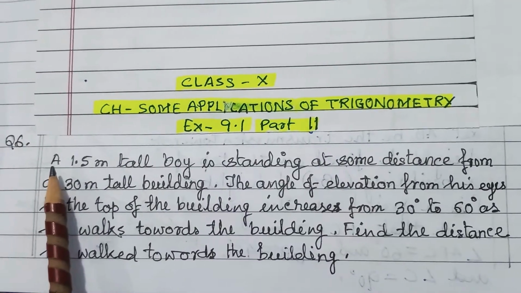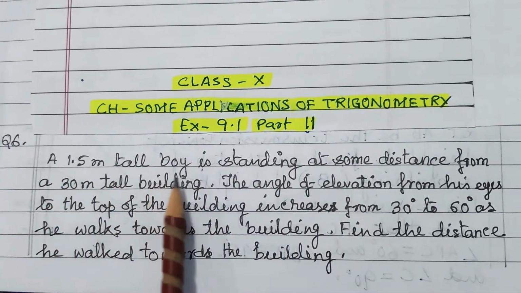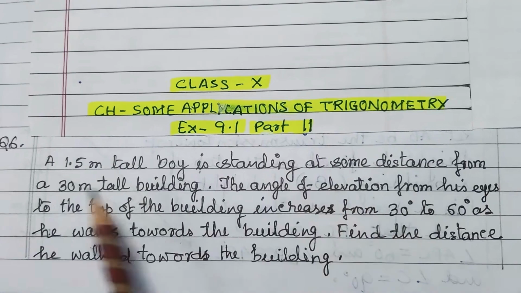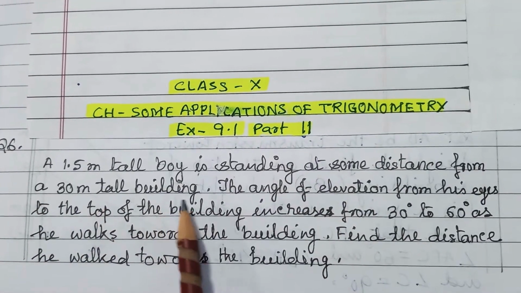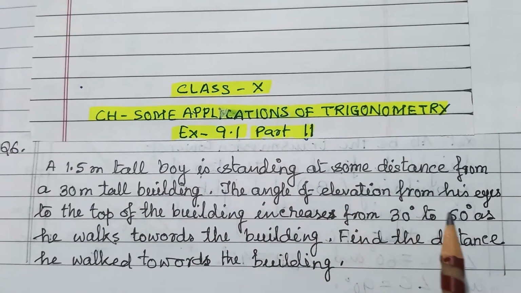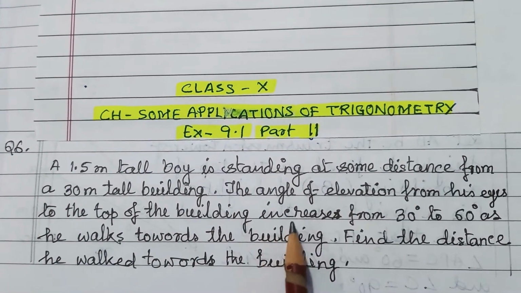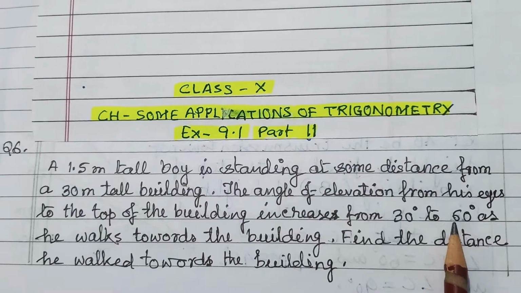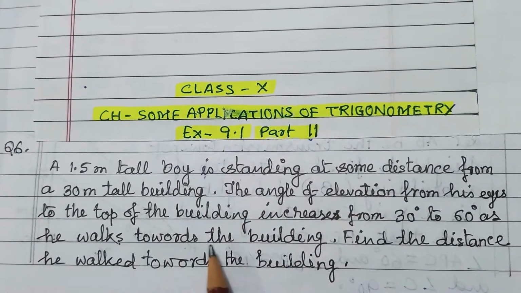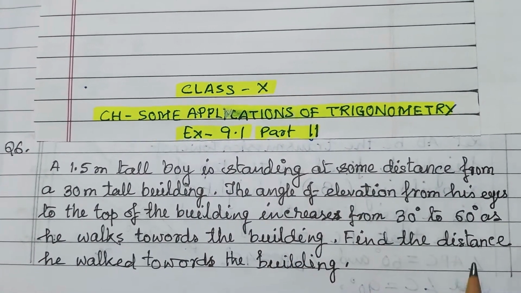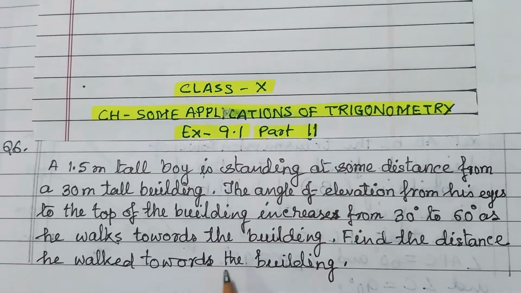Now question number 6: a 1.5 meter tall boy is standing at some distance from a 30 meter tall building. The angle of elevation from his eyes to the top of the building increases from 30 degrees to 60 degrees as he walks towards the building. Find the distance he walked towards the building.